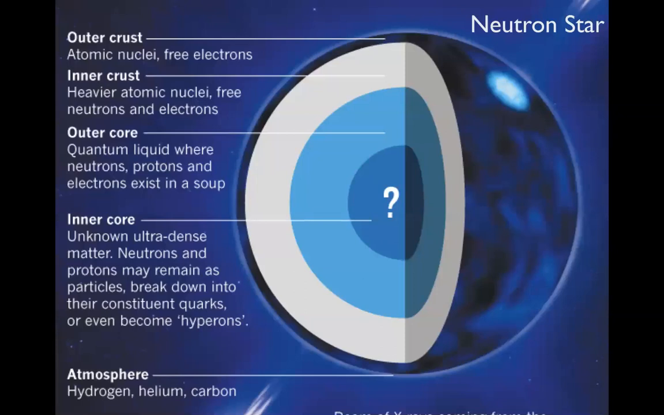So a neutron star occurs when a massive star dies but isn't massive enough to collapse all the way into a black hole. So when the star dies, it's because it kind of runs out of nuclei that it can still fuse.